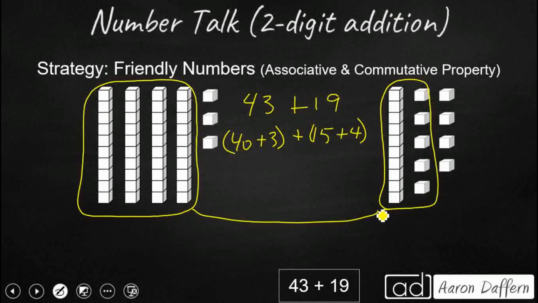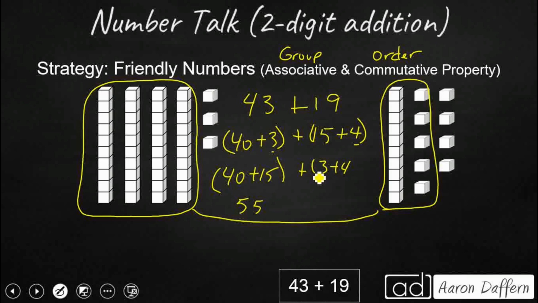And I'm going to use my associative property to regroup them, but I also need to put them in a different order. That's what my commutative property is for. So I can change the order of my addends because 5 plus 8 is the same as 8 plus 5. That's the commutative property. So now I'm going to add my 40 and my 15 because those are really easy to add mentally. That's 55. And now I've got my 3 and my 4 left over. So I'm going to add my 3 and my 4. And that is going to give me my same answer of 62.